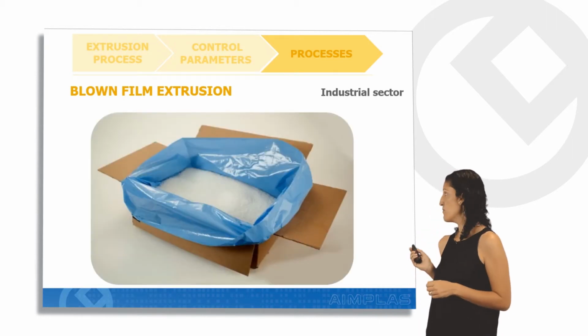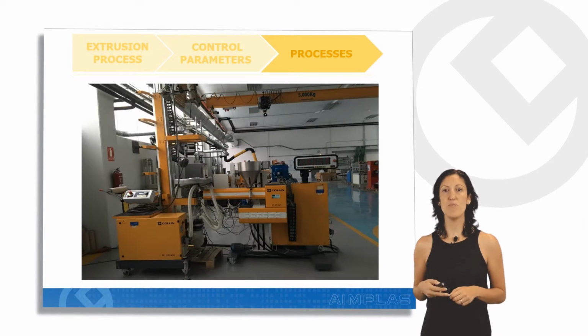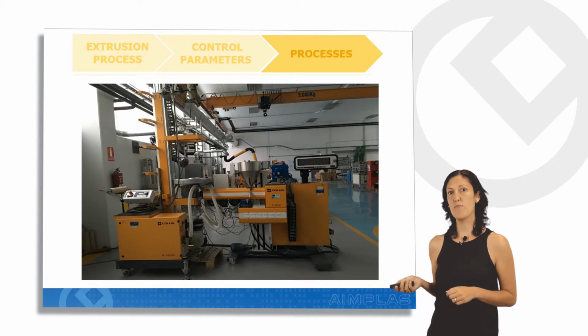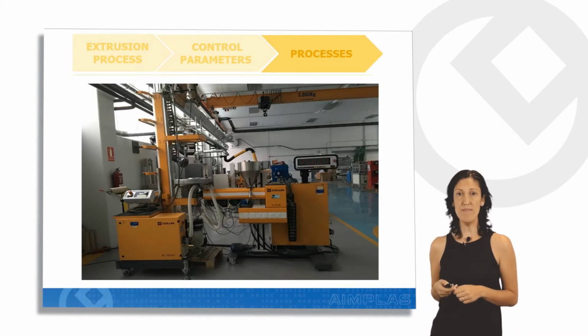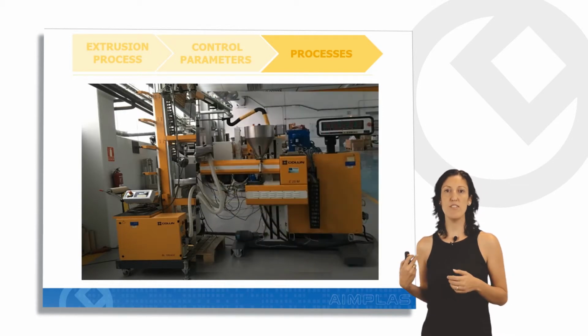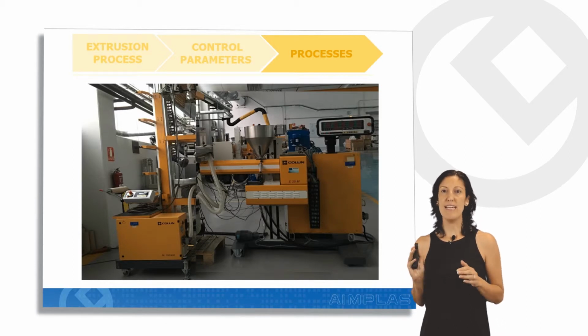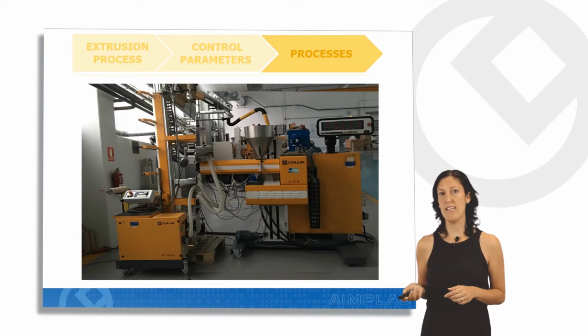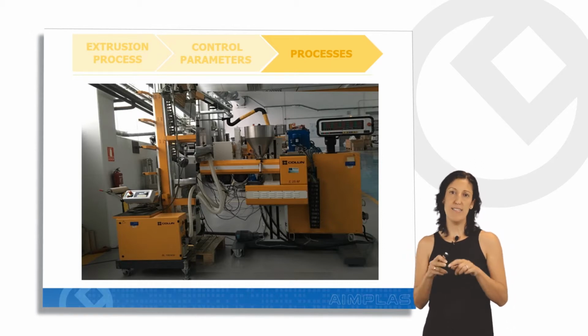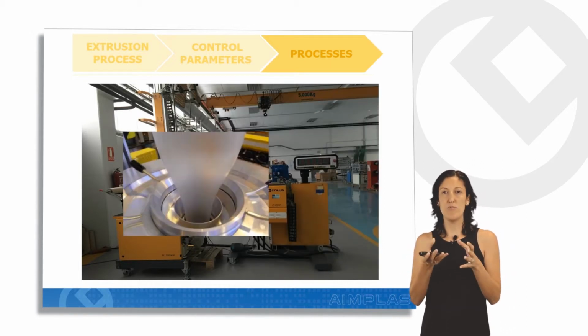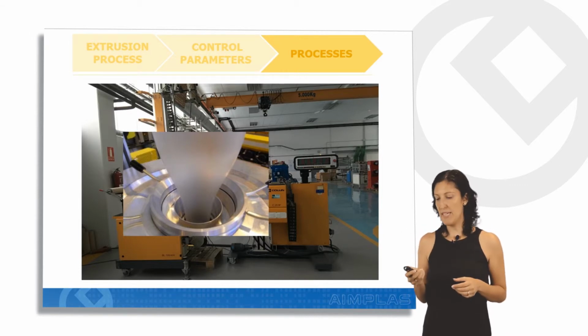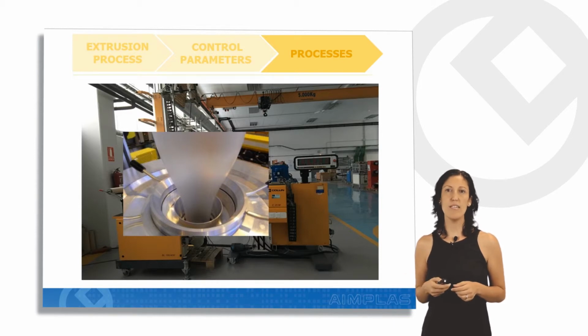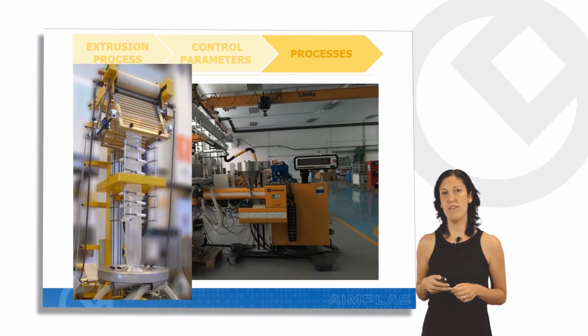In this slide, we could see the general line that we use to perform this process. This line is formed by the extruder. As we have said before, the extruder is used to melt and mix the plastic material and push it through the die. In this case, the die has an annular shape in order to obtain the tube called bubble. And also the cooling and the take-off unit.